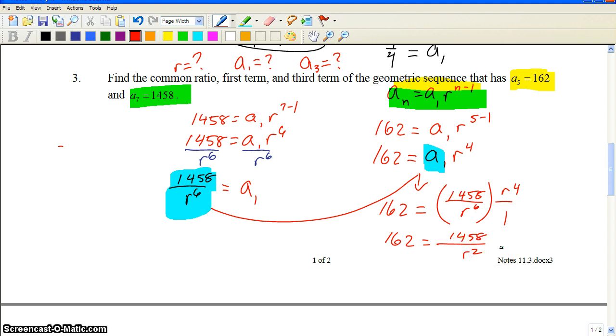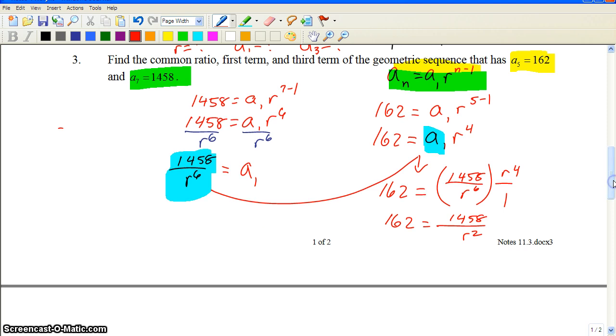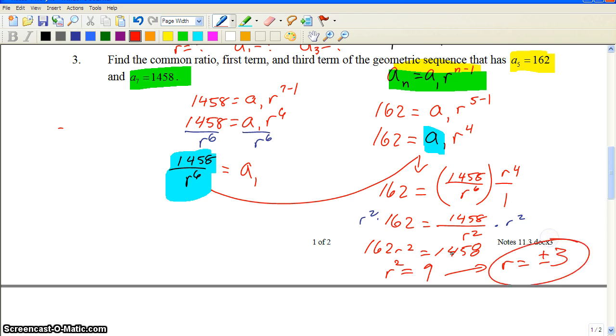Now at this point you can multiply both sides of the equation by r squared if you want, or you can cross multiply and solve, whichever way you want to view it, because right now it is in fact a fraction equals a fraction. But right here we get 162 r squared equals 1458. Divide by 162 and you get r squared equals 9. Square root both sides of the equation, because the exponent is 2. So you get r equals plus or minus 3, which is weird because we have 2 values for r. But actually there are 2 values for r in this problem.